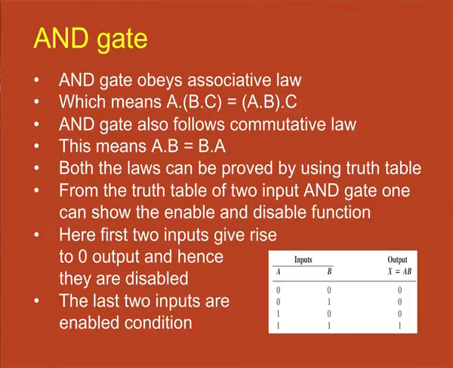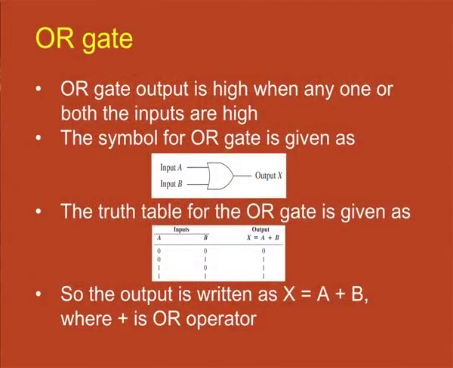Here, as you can see in the truth table shown in this slide, the upper 2 input conditions give rise to the output as 0, and these 2 input conditions are called disable conditions. In the lower 2 input conditions, in one case it gives 0 and in the other case it gives 1. That means the inputs decide the output from the AND gate, and that is why these 2 conditions are the enabled condition.